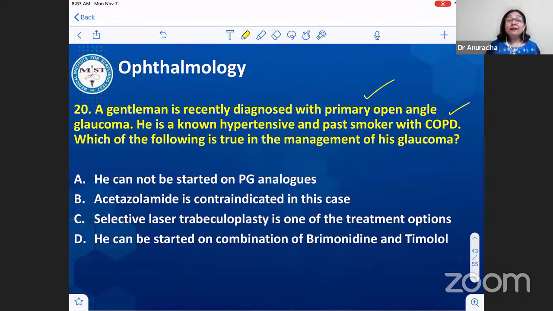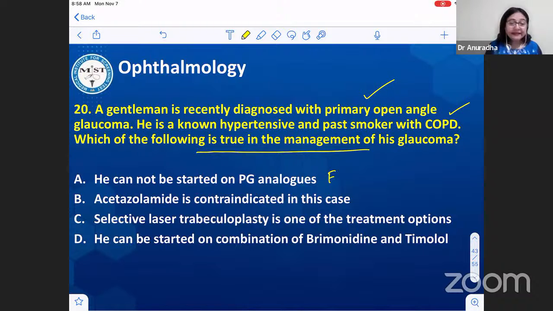Okay? So primary open angle glaucoma, beta, glaucoma management drugs, one of your important topics. So here is a patient of primary open angle glaucoma who is a hypertensive, who is a smoker with COPD. What is true in the management of his glaucoma? He cannot be started on prostaglandin analog. Do you think there is any contraindication for prostaglandin analogs? No, beta, he can be started on prostaglandin analog. COPD is not a contraindication for this. So this is the false statement here.